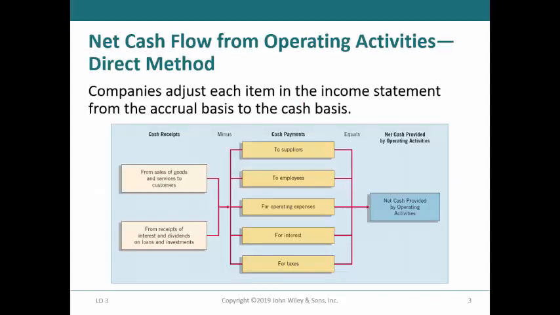This slide illustrates the major sources and uses of cash for companies. This information is part of the computation of net cash flows from operating activities using the direct method. The direct method computes net cash provided by operating activities by adjusting information in the income statement from accrual basis accounting to cash basis. We will illustrate the direct method in the next slides.